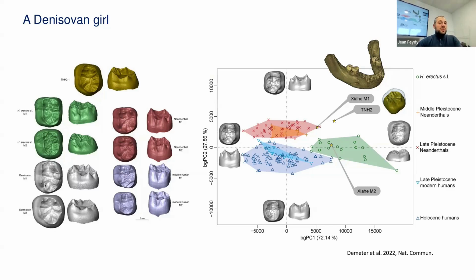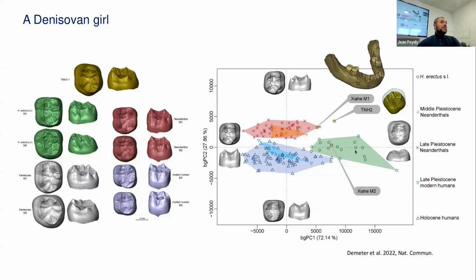But if you consider just the first molar, then you can see that it falls close or within the Neanderthal range. And it was attributed before to Denisovan based on molecular data. In this case, they didn't use DNA, they used proteins. But it works the same way. You can also separate species. And our tooth was closest to this specimen.